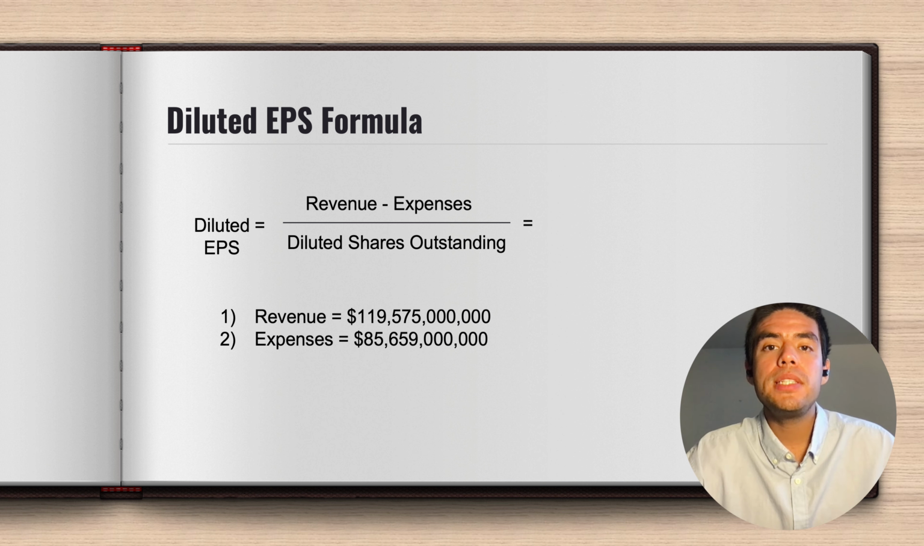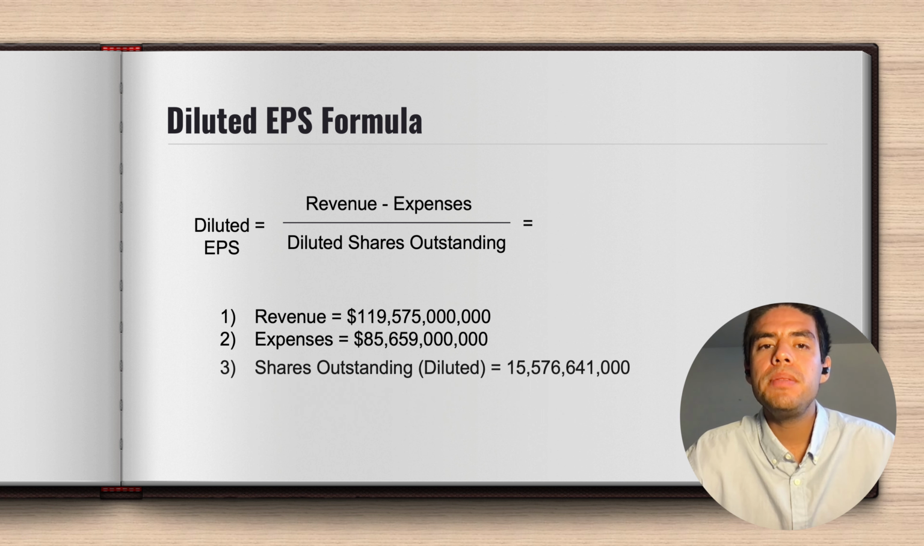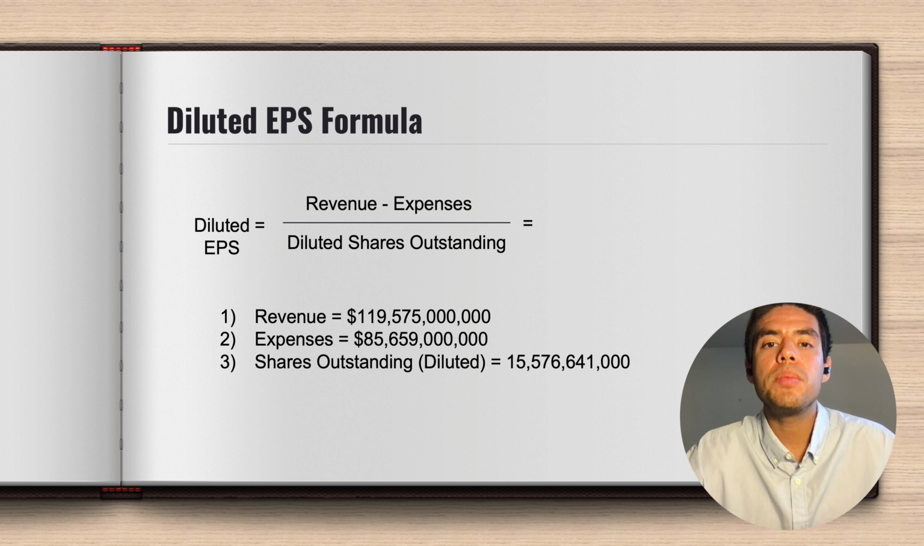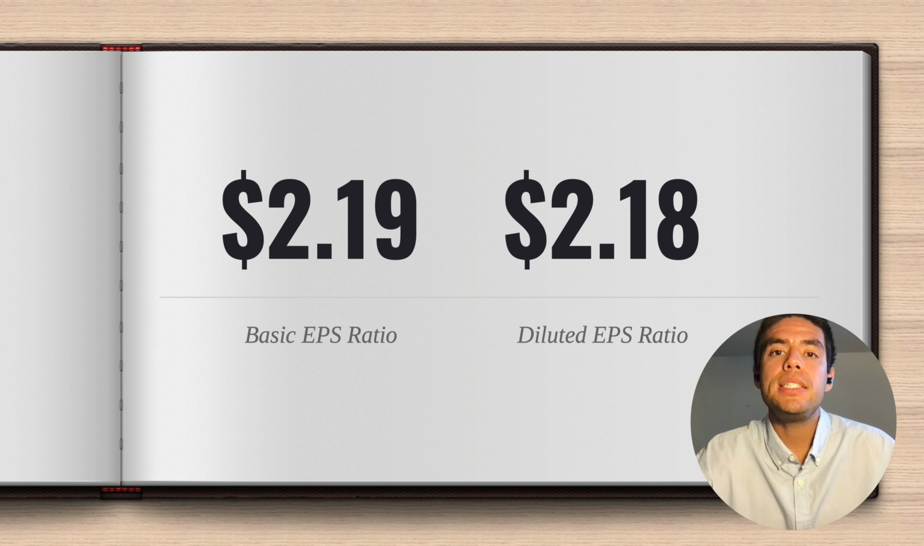Now let's calculate the diluted EPS. We subtract the same revenue and expenses, but now we use the diluted number of shares outstanding in the denominator. The diluted number of shares outstanding are 15,567,641,000 shares. Implementing this value into our formula results in a diluted EPS of $2.18. As we can see, given that the value in the denominator is greater for the diluted EPS value, the diluted EPS value is lower than the basic EPS value.